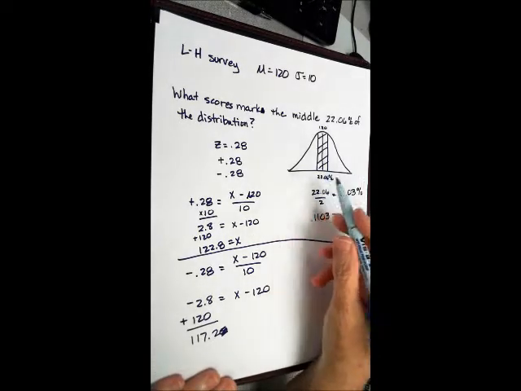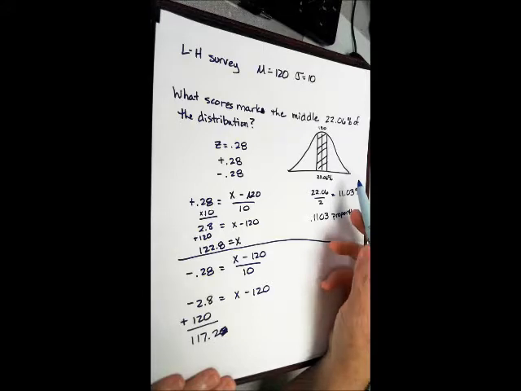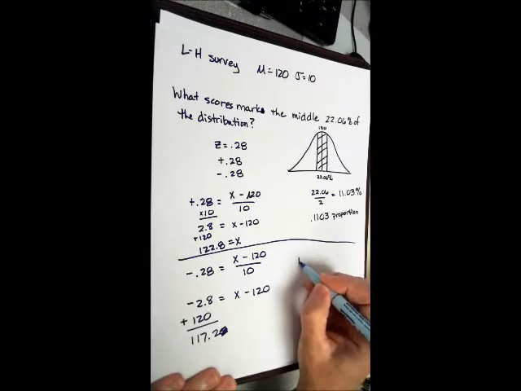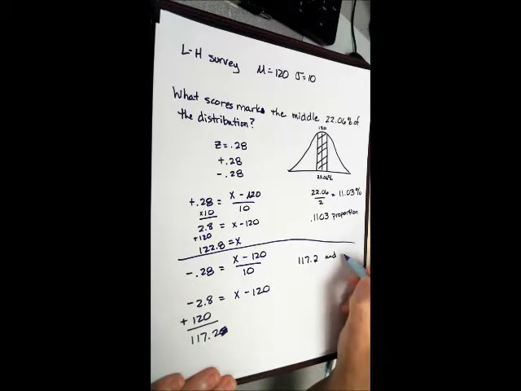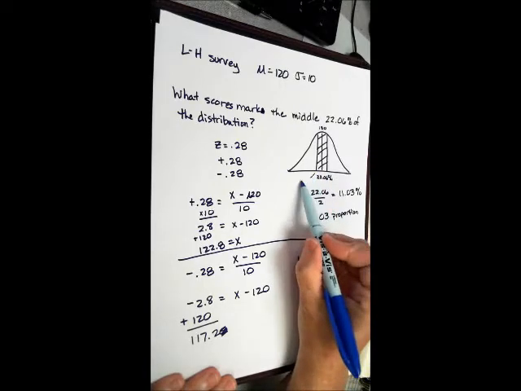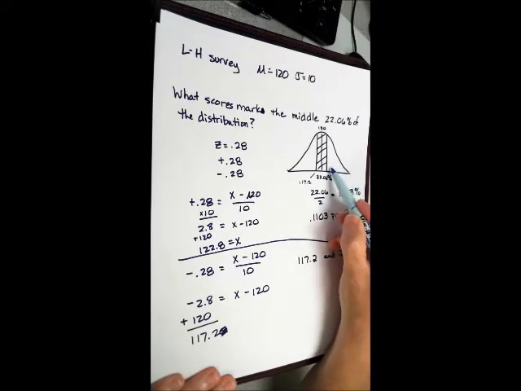So what scores mark the middle 22.06% of the distribution? 117.2, and on the upper end, 122.8.